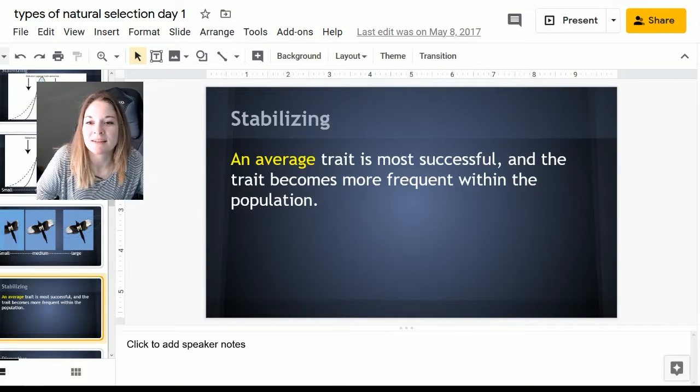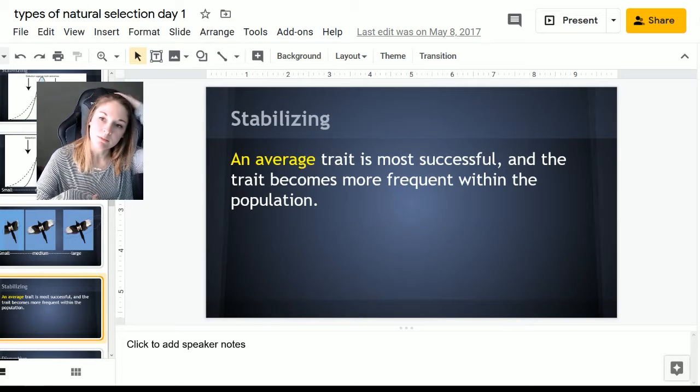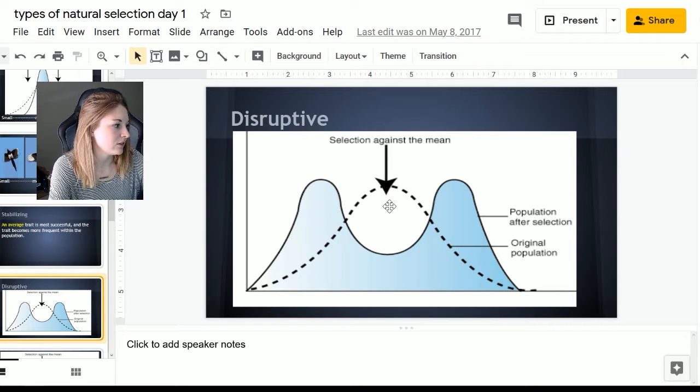So, in words, what a stabilizing natural selection type is, is when that average trait, or being in the center of the bell curve, is most successful, and we'll see more of those traits becoming more and more frequent as time goes on in a population. And then your last type is disruptive.